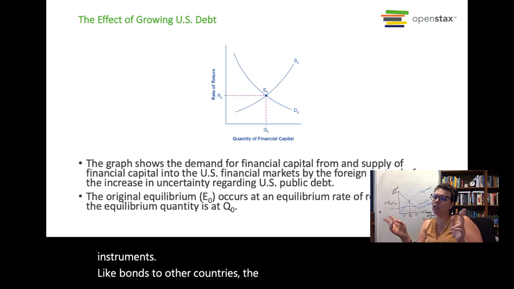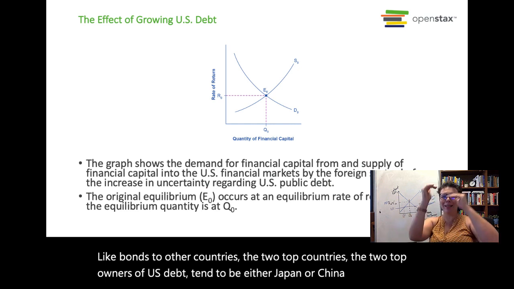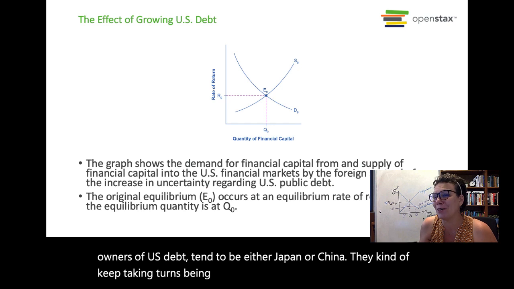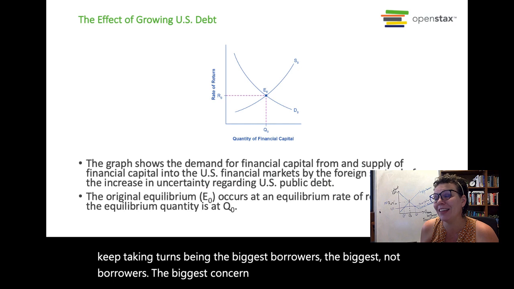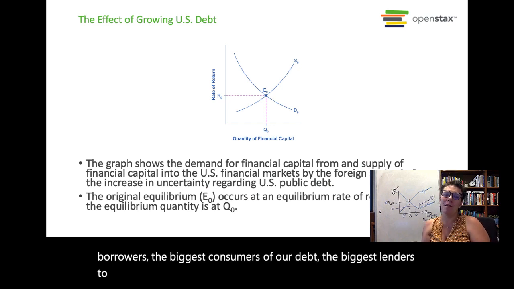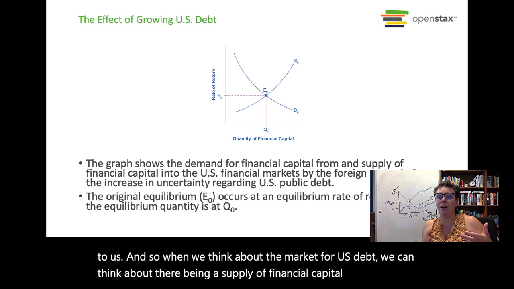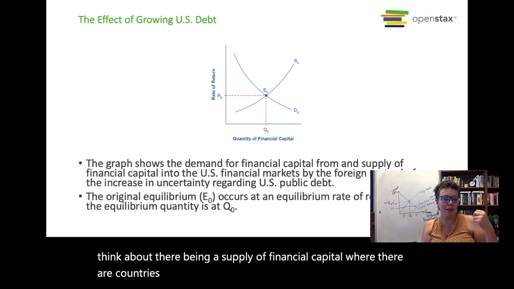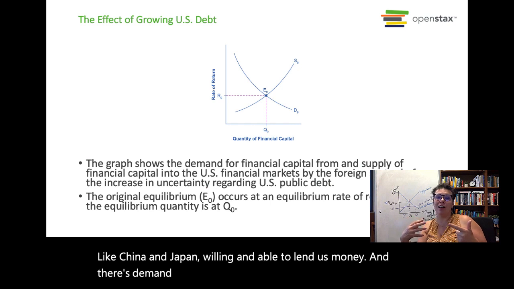The two top owners of U.S. debt tend to be either Japan or China. They keep taking turns being the biggest consumers of our debt, the biggest lenders to us. And so when we think about the market for U.S. debt, we can think about there being a supply of financial capital, where there are countries like China and Japan willing and able to lend us money, and there's demand for financial capital.